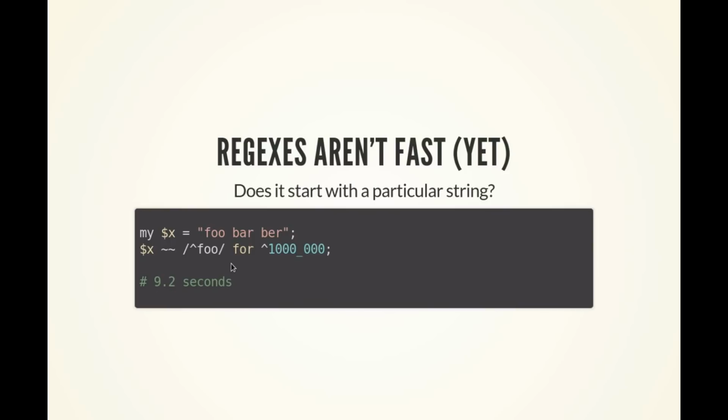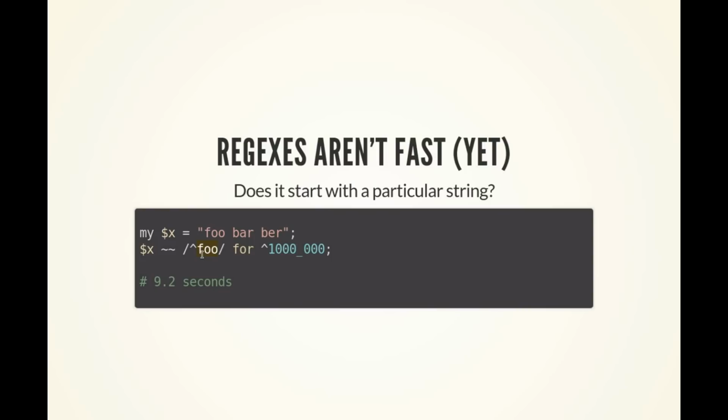But in Perl 6, this program takes 9.2 seconds to run, which is not really fast. There are some methods on strings that are designed precisely for this kind of operation. For example, we have the starts-with method, and when we change the regex to this particular method, we make our program 76 times faster. So that's another way you can improve the performance of your Perl 6 programs: just use a more appropriate routine than a regex.